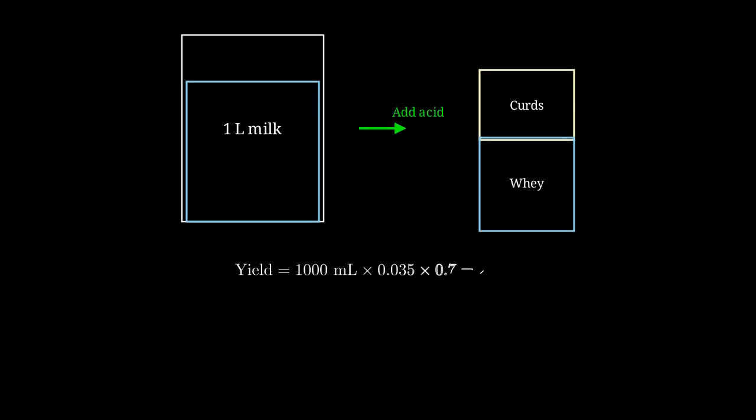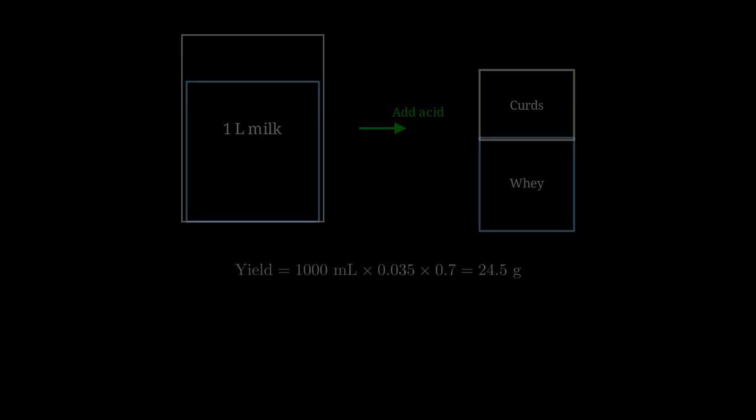The protein content is 3.5%, so we have 35 grams of protein. Acid coagulation captures about 70% of the protein, giving us roughly 24.5 grams of ricotta solids, plus some trapped fat and moisture, yielding about 150 to 200 grams of fresh ricotta.